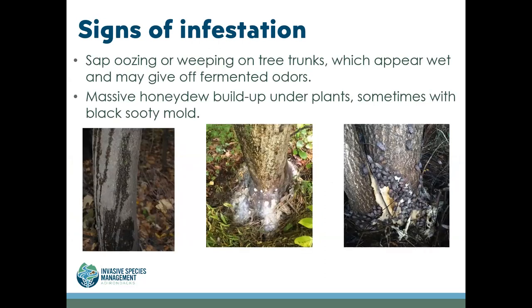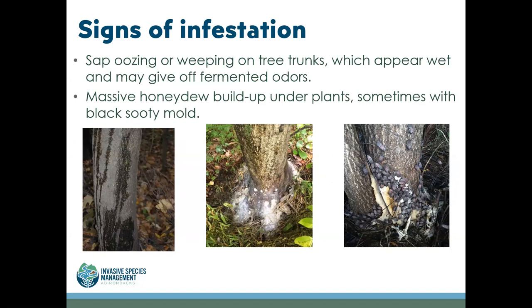In addition to looking for the insects themselves, you can look for signs of an insect infestation. This is a leaf hopper, and it has a piercing, sucking mouth part that it uses to feed on the nutrients within its host species. As that feeding occurs, it may cause the host to begin to ooze sap from its trunks or branches, giving the host a wet appearance.